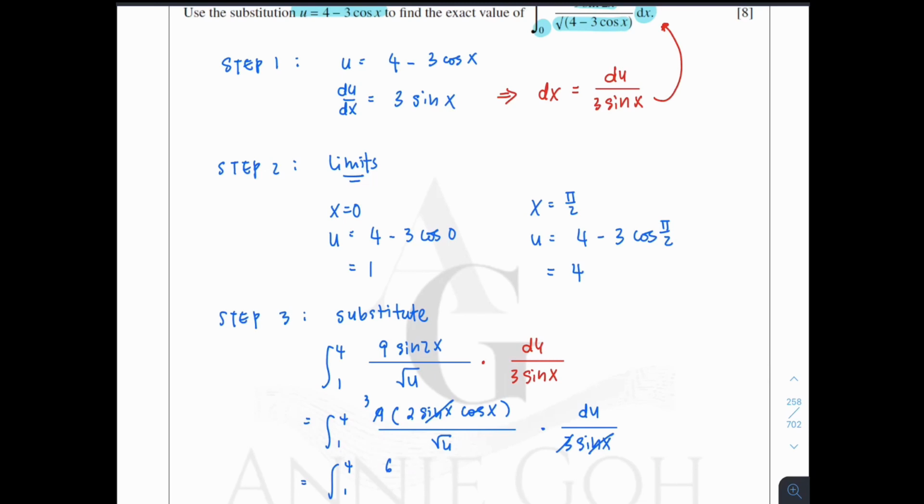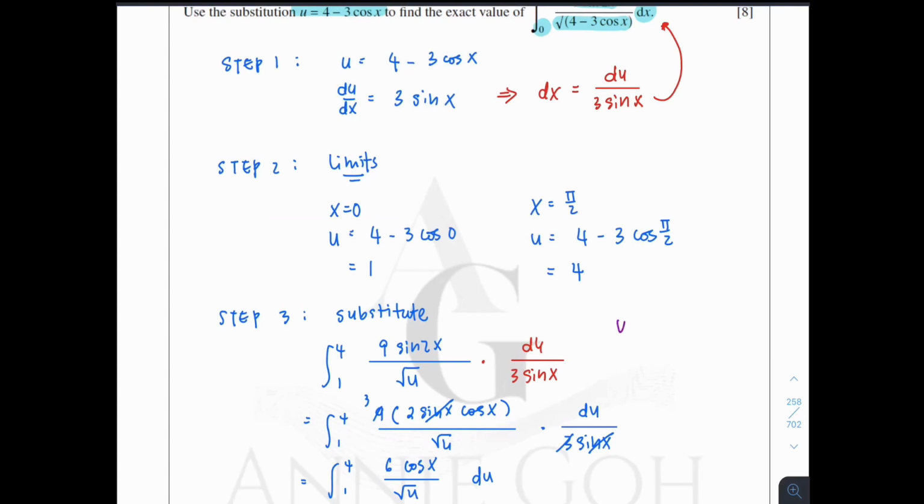6 cos x over square root u du. So for now, the fraction looks simpler, but it's still in terms of x. We are supposed to change all the x terms into u's. So what to do here, how to get rid of the cos x here? Have a look at this part.